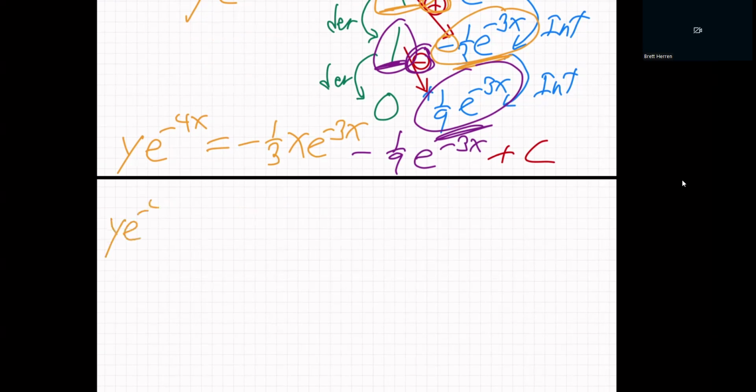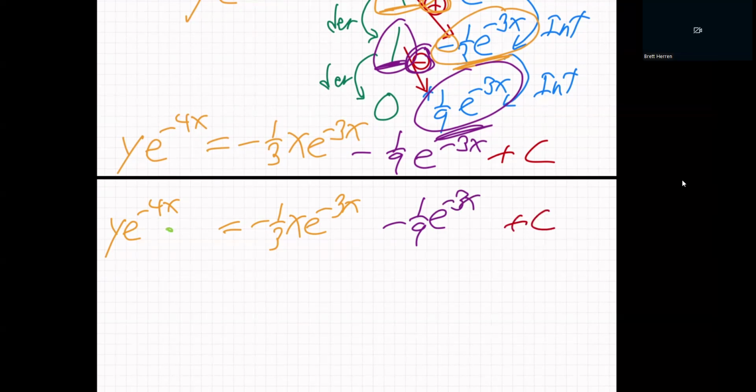So y e to the minus 4x. I got to get that y alone. I'm going to do a little trick. You probably know what it is. We'll multiply by e to the 4x. Okay, let's do it. Let's multiply through. I got to get y alone, so multiply by e to the 4x. So these powers will add to be e to the 0, which is 1. So y is alone.